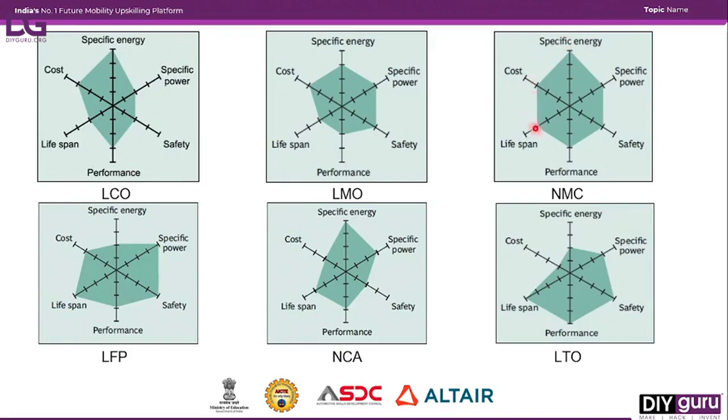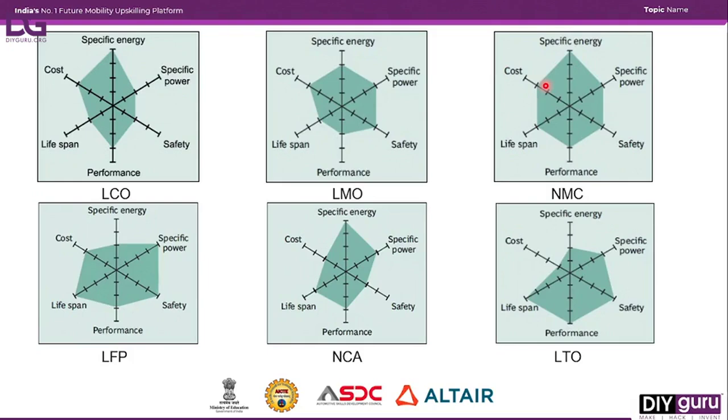NMC batteries are used in electric vehicles for giving a high amount of range. As you can see, there's a good amount of specific energy, performance, lifespan, safety, specific power and cost. So all these six parameters are maintained, and they are very optimum for developing an electric vehicle battery. NMCs are usually used in electric vehicle batteries because we find a good amount of specific energy, specific power, safety that is more than moderate, performance, lifespan, and relatively good cost.